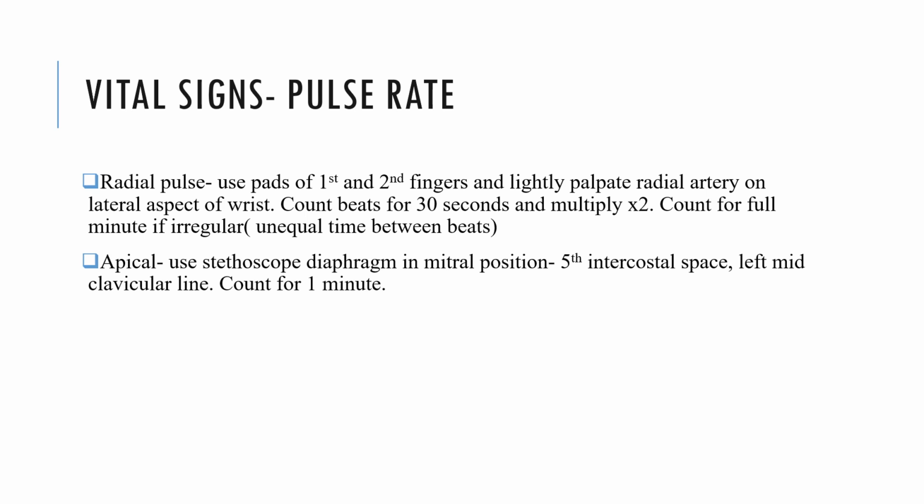So remember, when you're talking about the lateral aspect, that we have our anatomical man. So the palms are facing forward. So lateral is on the outside. You're going to count the beats for 30 seconds and then multiply that times 2. If there is some irregularity, you can count for a full minute. And that irregularity might feel like unequal time between the beats. If there is irregularity, it is suggested that you would assess the apical pulse.